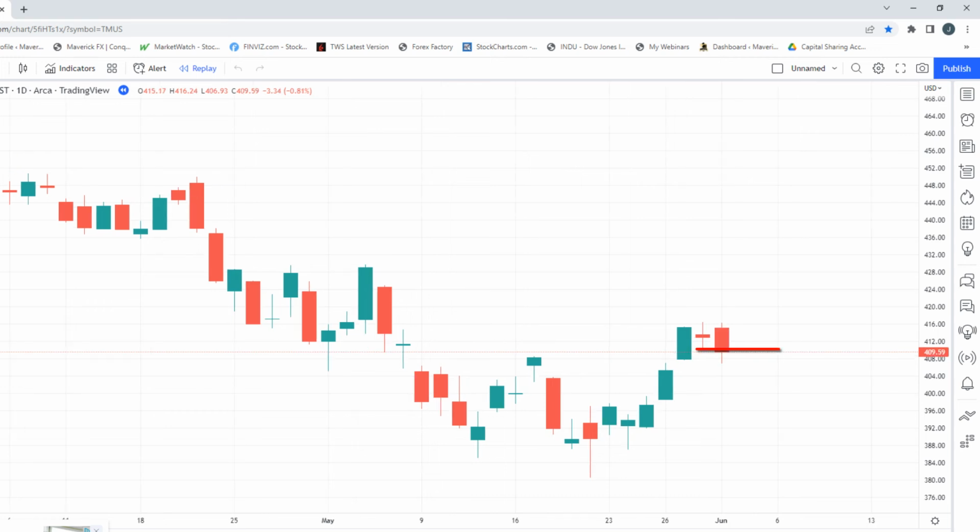Does it confirm? It sure did. So it confirmed the next day with a move that closed below that inside day, or that doji day low. So let's see what happens over the next 10 days.